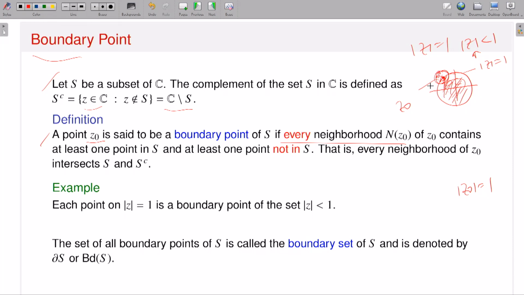So this is my S, and what is S complement? This is my S complement. This kind of point is called a boundary point. Therefore, mod Z is strictly less than 1. If I take this as my set, what is the boundary point? Mod Z is exactly equal to 1. Okay, so now our definition is clear.